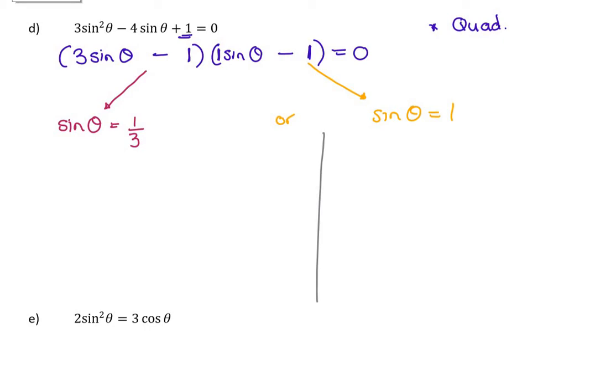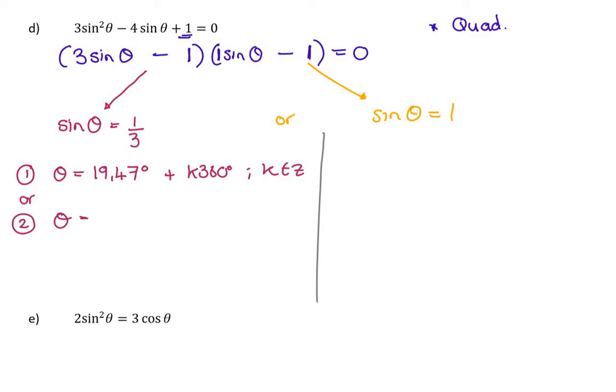I'm going to shift sine of a third, and my first solution is theta equals 19,47 degrees, and add my usual k360. The second solution for sine is 180 minus that answer, which in this case is 160,53 degrees. Where did that come from? I just used my answer button on my calculator and did 180 minus answer. And then it's plus the usual k360.